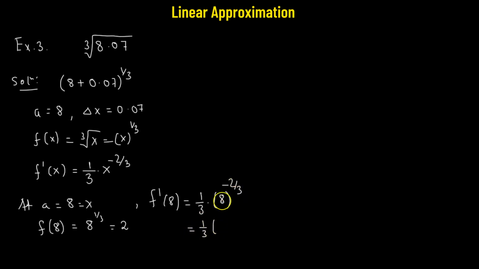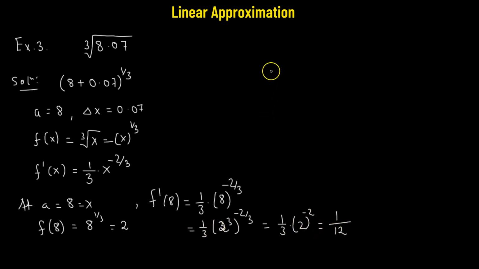So this will be 1 over 3 times 8, which is 2 cubed, raised to the power of negative 2/3. So the 3 and 3 go away because we need to multiply the exponents. So this will be 1/3 multiplied by 2 raised to the power of negative 2. So we have 2 squared, which is 4. So this will give us 1/12. So this is the value of f prime of 8.